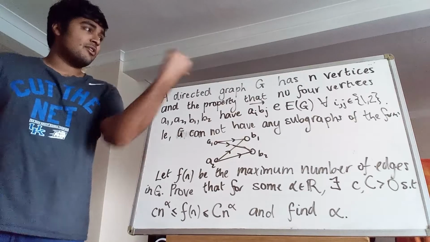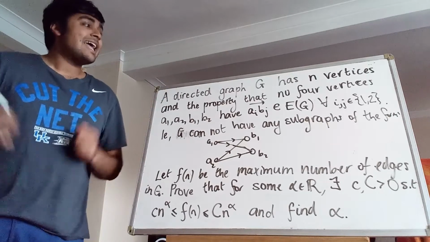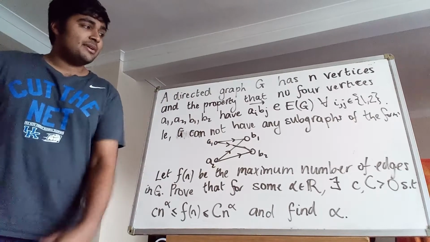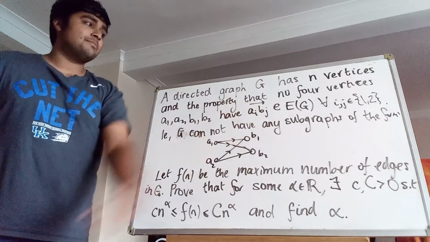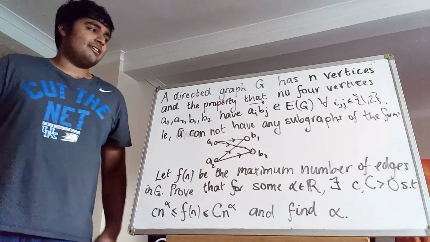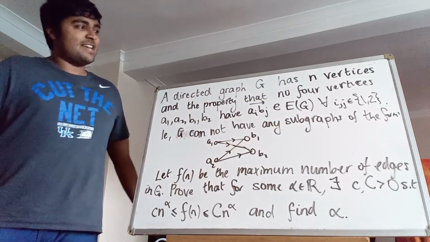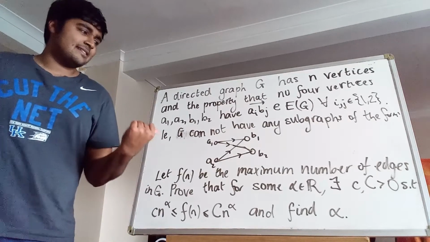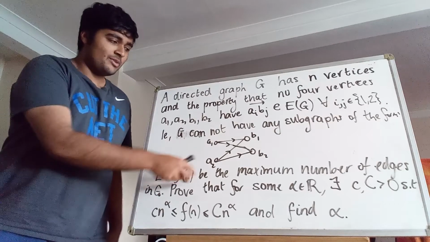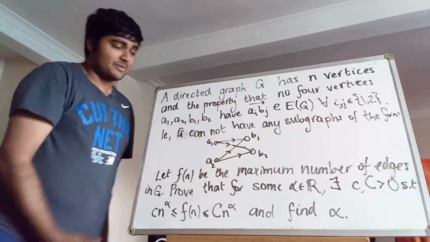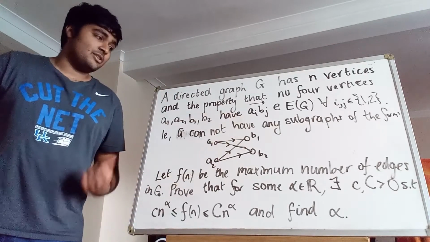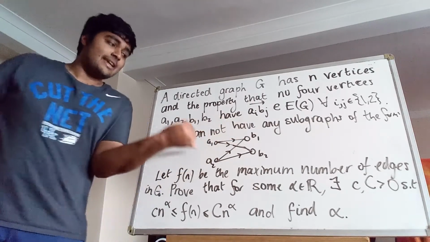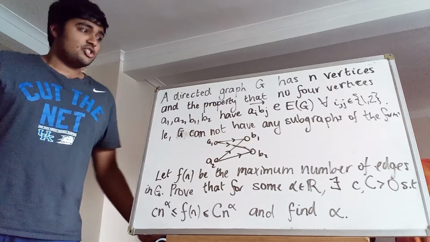So we have a directed graph G, which has n vertices, and it has the property that no four vertices, A1, A2, B1, and B2, have the directed edge from Ai to Bj in the set of edges for every single pair ij within 1, 2. So in other words, all that means is that G does not have any subgraph of this form. So you take two vertices, and we'll call them A1, A2, and two other vertices, B1, B2, and you don't have all four of these directed edges. So this thing here would not be allowed as a subgraph of G.